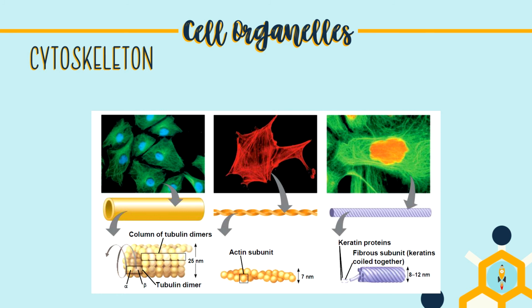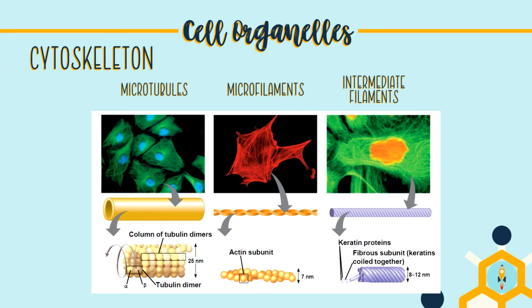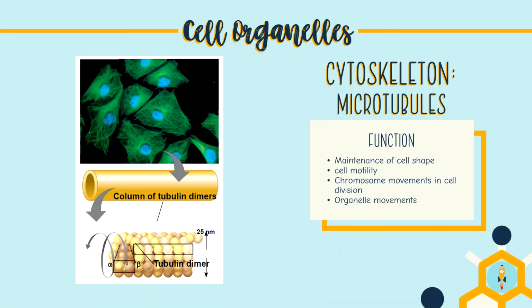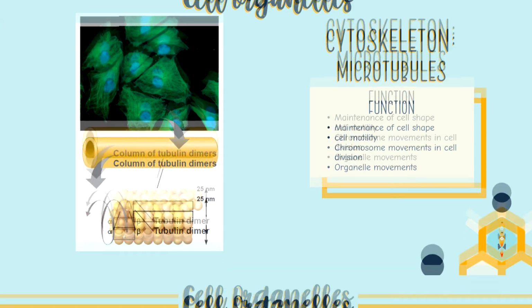The cytoskeleton's functions are based on several structural elements. Three of these are microtubules, microfilaments, and intermediate filaments. Microtubules are hollow tubes made of a protein called tubulin. Microtubules hold organelles in place, maintain cell shape, and act as tracks that guide organelles and molecules as they move along within the cell.